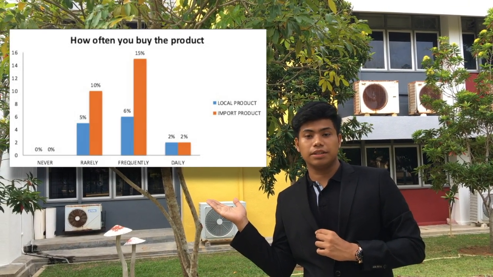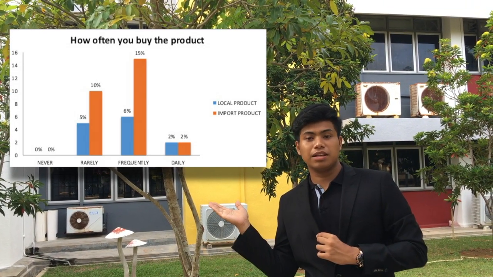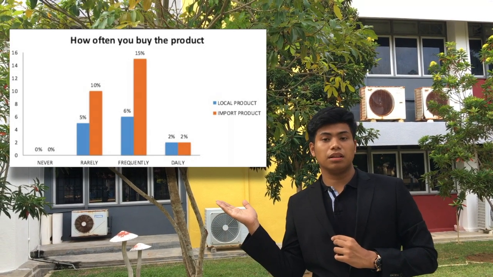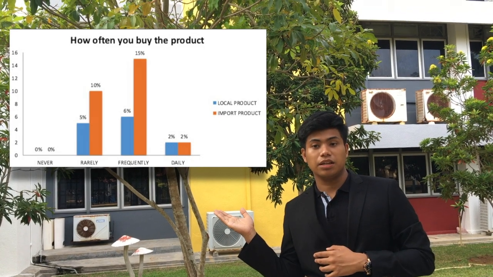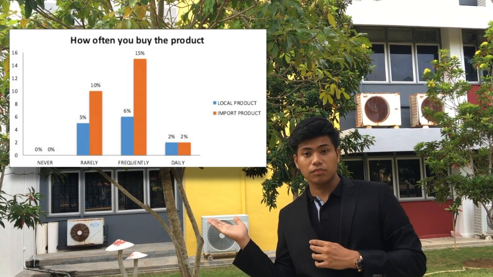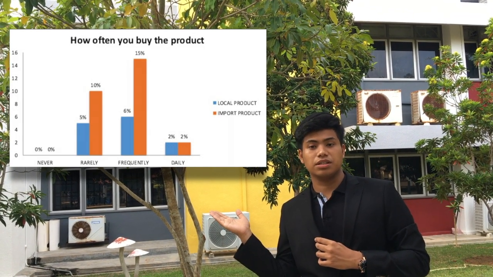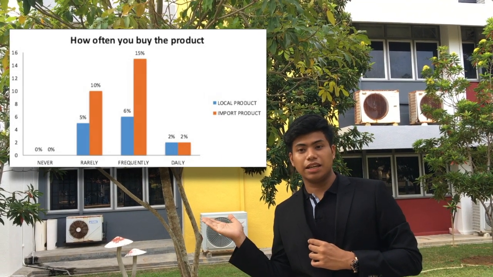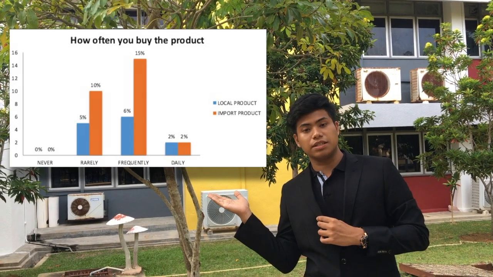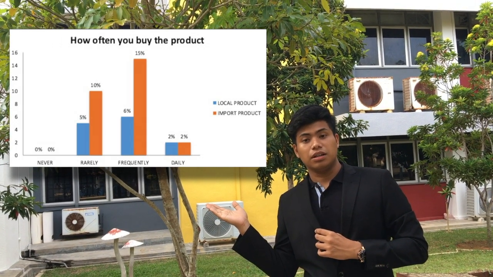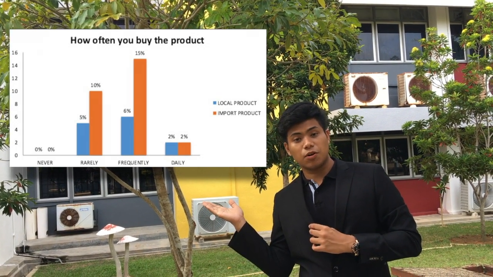Last but not least, for daily state, both products are 2% only. In conclusion, the highest percentage is coming from frequently state, which is 50%, and the lowest is from never state, which is 0%.